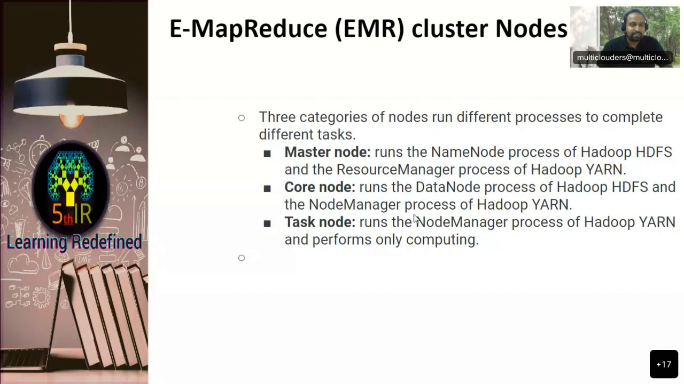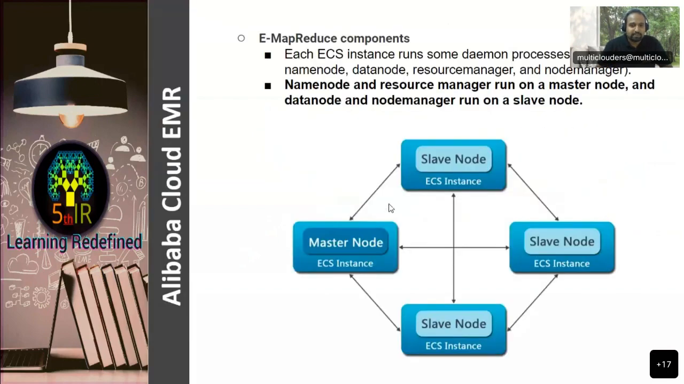While you are creating an Elastic MapReduce cluster, it will ask for a master node. Normally, one master node will be there. By default, when you are creating a cluster, one master node and two core nodes will be created automatically. Okay, so master node will be there, core node will be there, and task node will be there. In the core node, the data node process will be running.